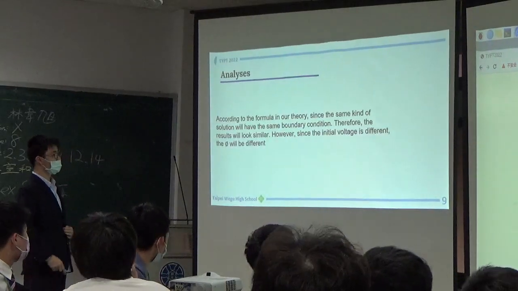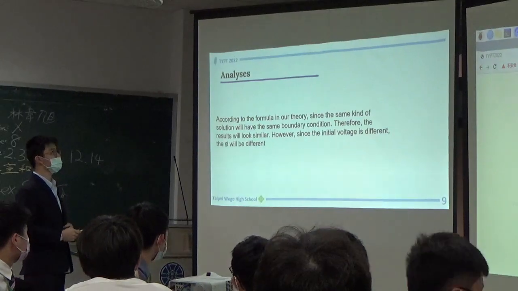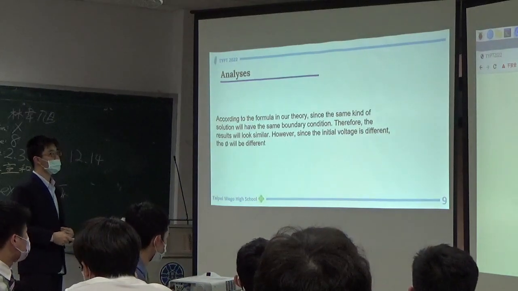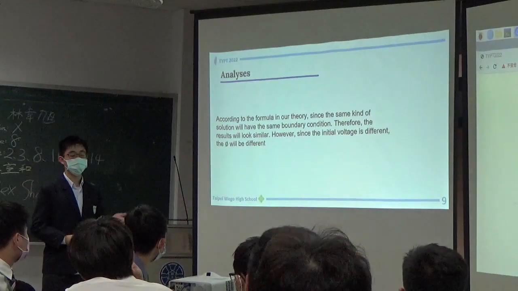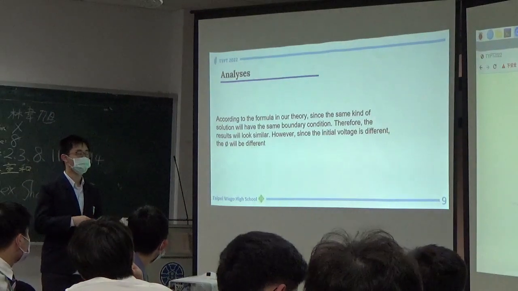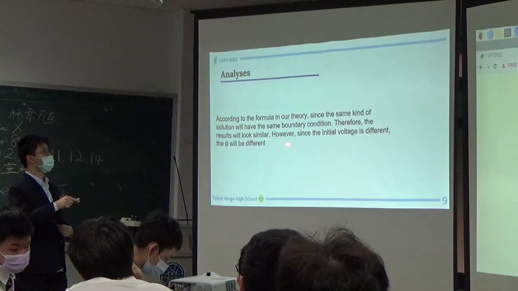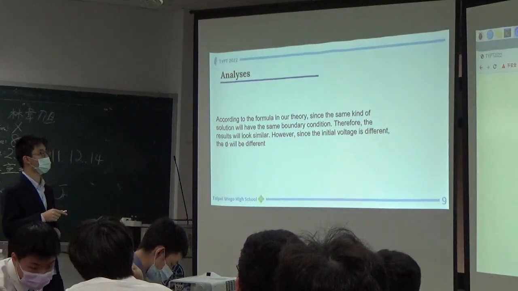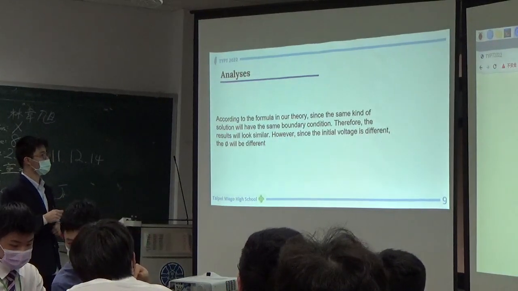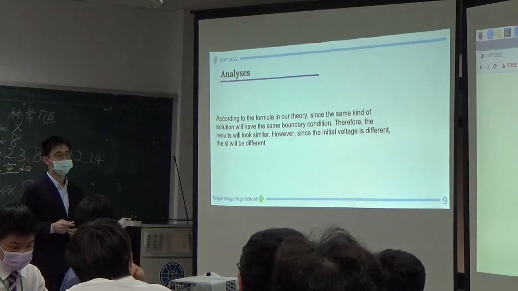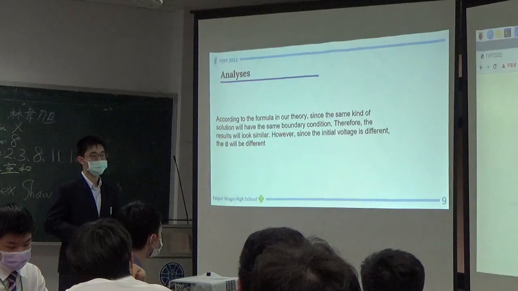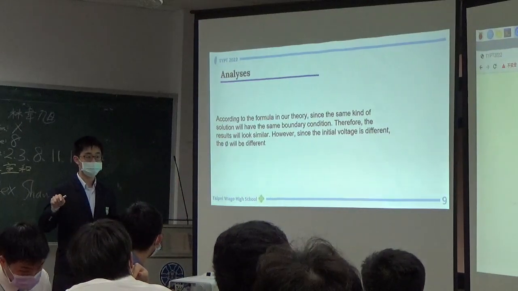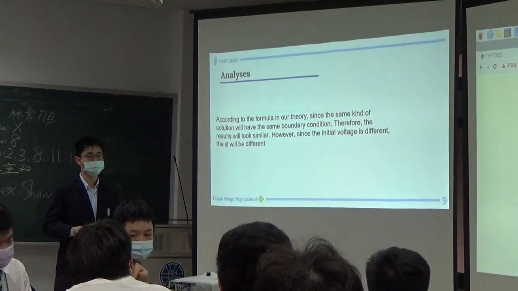The analysis of the previous 3 images shown is that according to the formula in our theory, since the same kind of solution will have the same boundary condition, the boundary condition being the coefficient at the front of our formula, therefore the results will look really similar. However, since the initial voltage is different, the phi value will be different. And if everyone forgot what phi value is, I have shown it on the right. It is the initial electric potential difference that we apply, like 3 volts, 6 volts, and 10 volts.